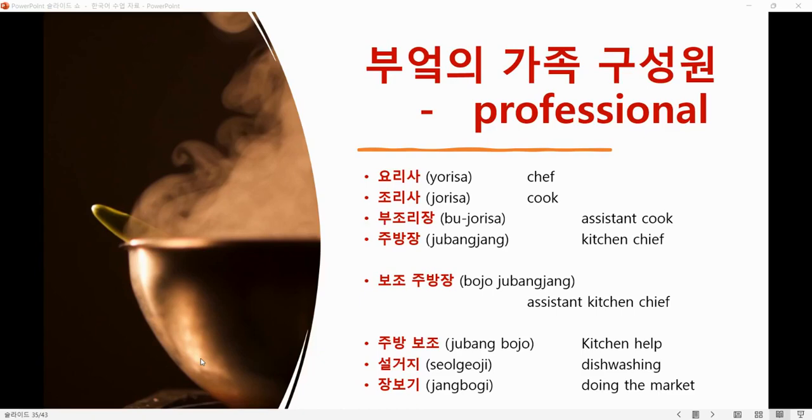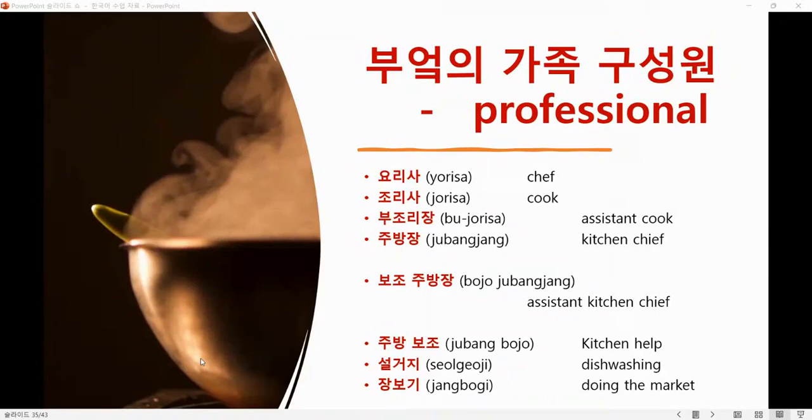Now how about 주방 보조? If you put it in another way, 주방 보조 means the one assisting in the kitchen, not really an assistant kitchen chef, but someone who is assisting with anything like dishwashing, cleaning, preparing food inside the kitchen. So it is a kitchen help. 주방 보조, kitchen help. And here comes the very important part, which is dishwashing. What is dishwashing? 설거지.